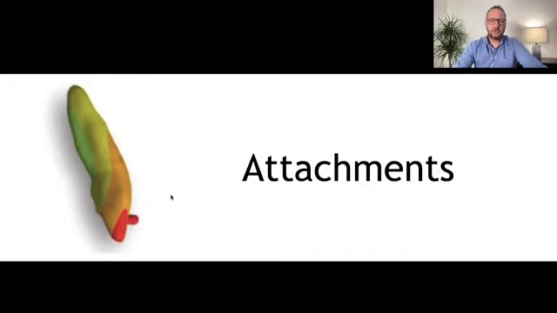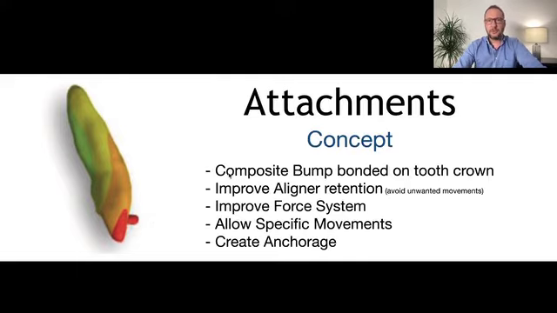When we start talking about attachments, it's important to understand that it's something temporary, something that we're going to use during the whole set of aligners, okay? And as a concept, it's a composite bump, okay? Something that we are going to bond over the enamel, on the tooth crown, and it can be lingual, it can be on the buccal side. Sometimes, depending on the position of the tooth, we can place it depending on the force system that we want to create.